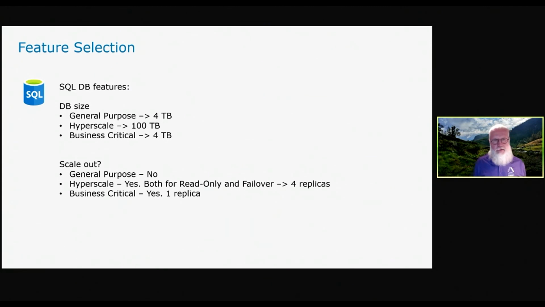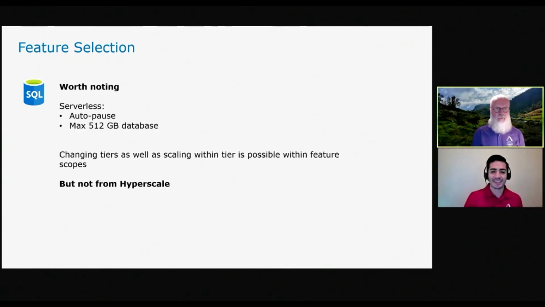And you can't scale out general purpose, but hyperscale has both read-only and failover replicas, up to 4. And with business critical, you get a read-only replica available to you. But hyperscale has a price per replica, so it doubles the price. Business critical has 1 replica included. And note that serverless has autopause, but only for a maximum 512 gigabyte database. And though you can swap between business critical and general purpose, you cannot swap down from hyperscale. That's a one-way street.